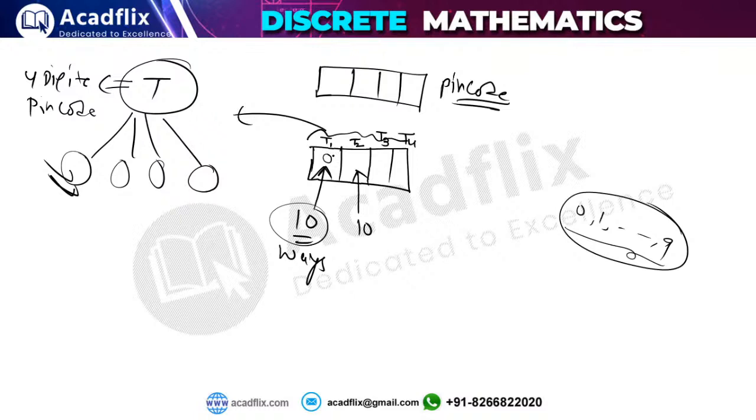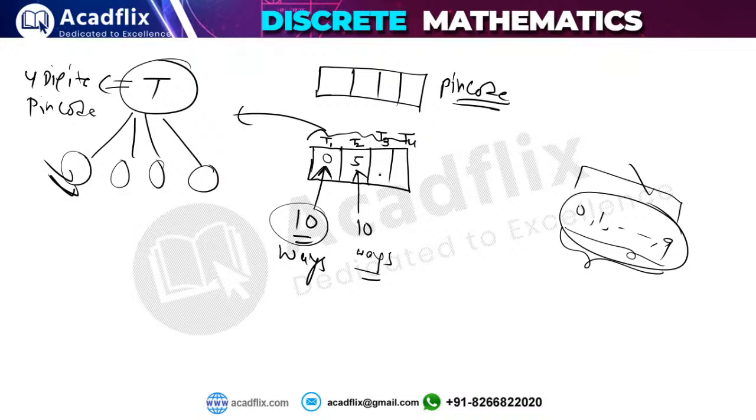Because if you have put 0 here, then again you can put 0. So basically, to complete this task T2, again you have 10 ways, because you can again put any number, 0 to 9, any number you can put. So again you have 10 ways. Now let's assume that you have put 5 here.